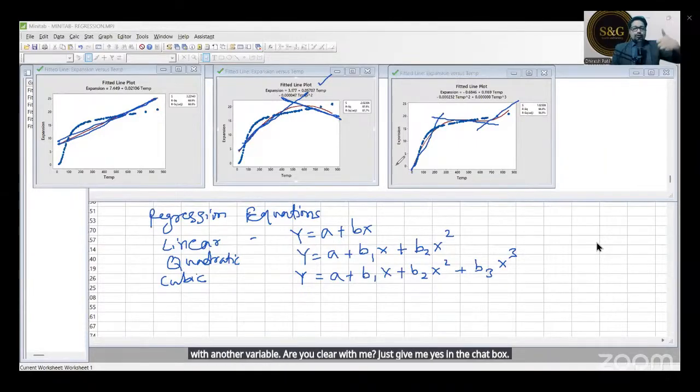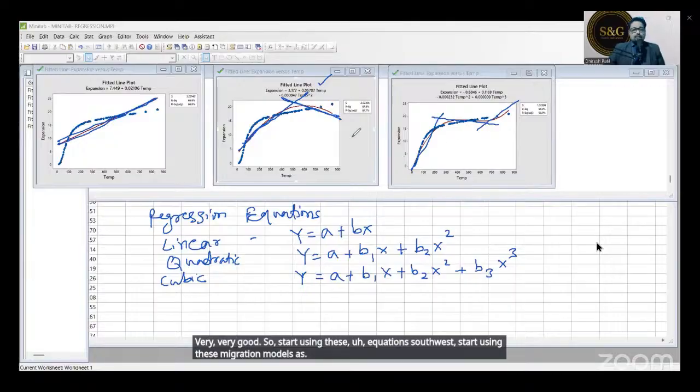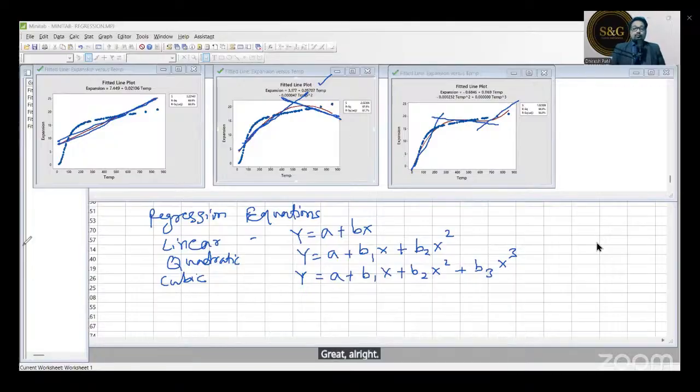So in the basic regression in the green belt, we have seen linear. Quadratic and cubic, we have seen at the black belt level. Okay. Very good. So start using these equations and these regression models as well. All right. Super. Now, still this is 1 x and 1 y.